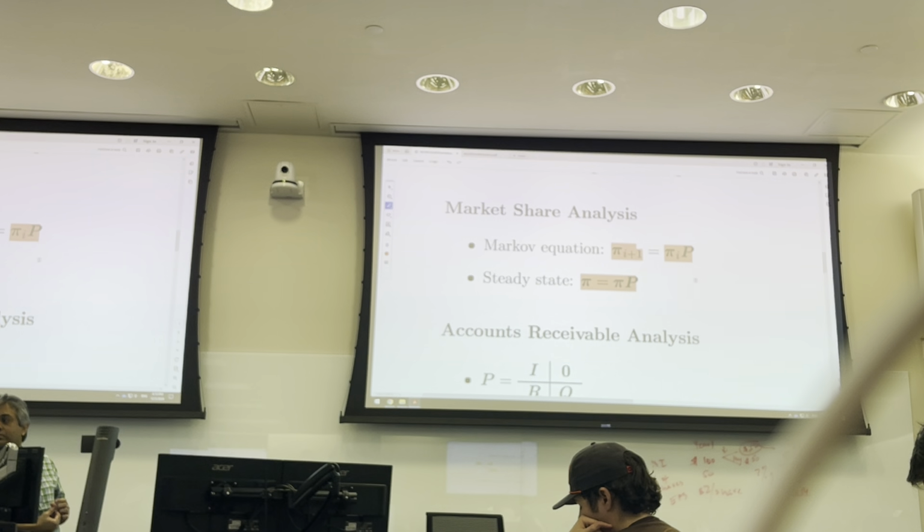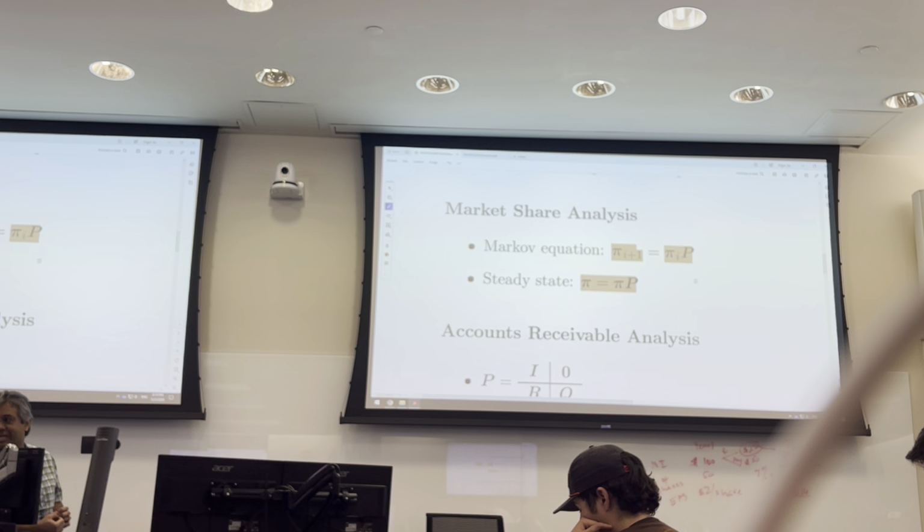Are we going to deal with absorbing states? So for the market share analysis, no. No. But of course, for accounts receivable analysis, we will talk about that. Yes. Yes.